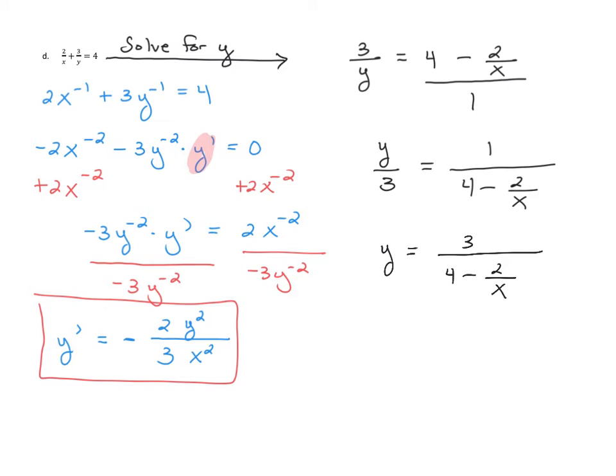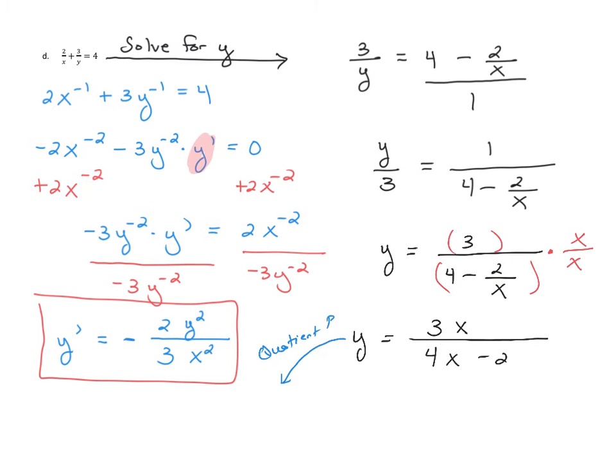And I don't like fractions within fractions, so I'm going to multiply the top and bottom by x, canceling the fraction within the denominator. So I get y is equal to 3x over 4x minus 2. Now that's just y. That's not the derivative of it, so I still need to take the derivative. And the way I'm going to do that is by using the quotient rule. I think we can start that on this slide, but just to make a note of this, I want to use the quotient rule. And hopefully the derivative I end up with will be equal to this thing.